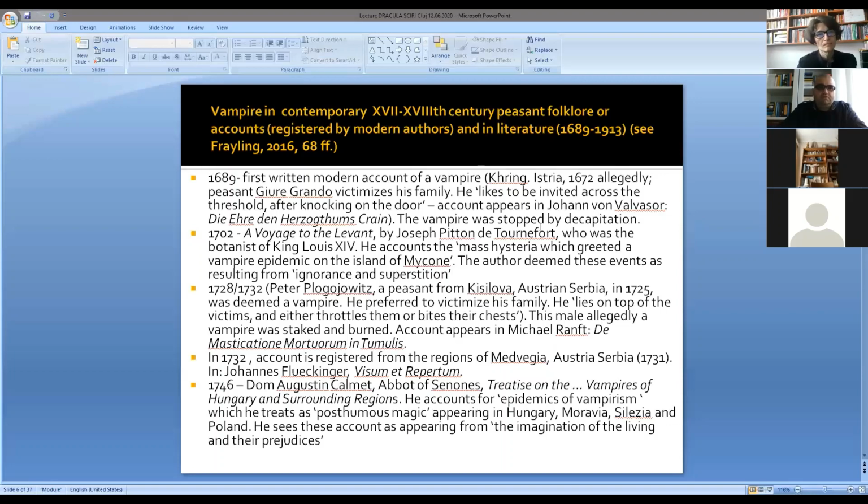famous work of Augustin Calmet, abbot of Senones, a treatise on the vampires of Hungary and surrounding regions. This is one of the sources of Bram Stoker's novel. He accounts of the epidemics of vampirism, which he treats as posthumous magic, appearing in regions such as Hungary, Moravia, Silesia, and Poland. He sees these accounts as arising from, quote, "the imagination of the living and their prejudices." Actually, this is the middle of the 18th century, where the accounts about vampirism are described as mere superstition.